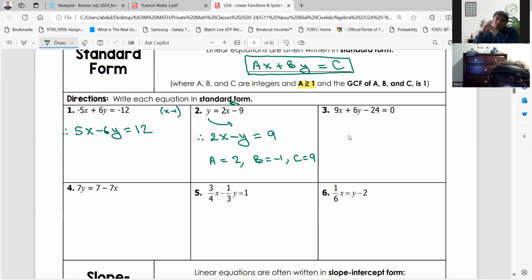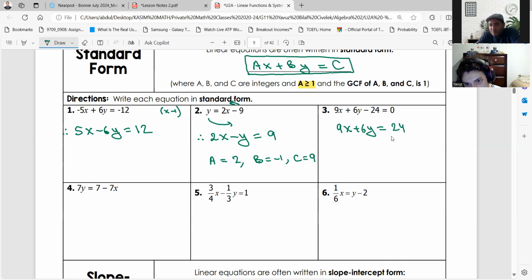You should know the vocabulary definitions and how well you can use those definitions or vocabulary, right, to solve problems like Mr. Speak. So since our standard form is ax plus by equals c, first we should move this 24 to the right hand side, right? The first step, 9x plus 6y is equal to 24.